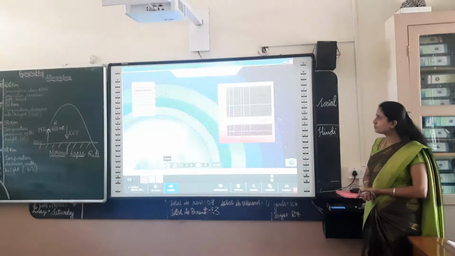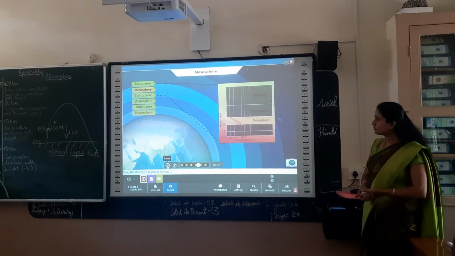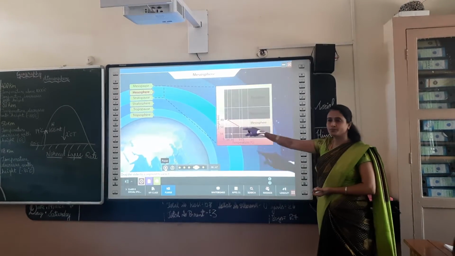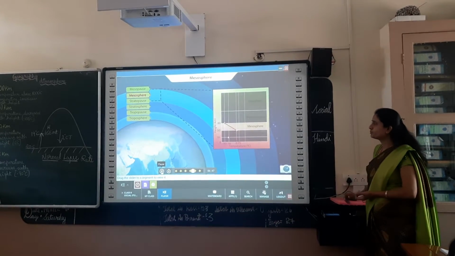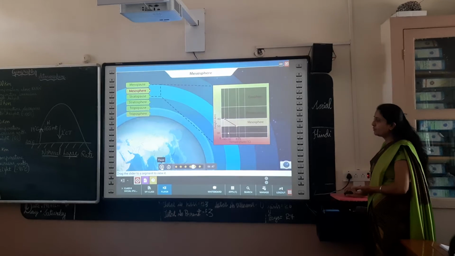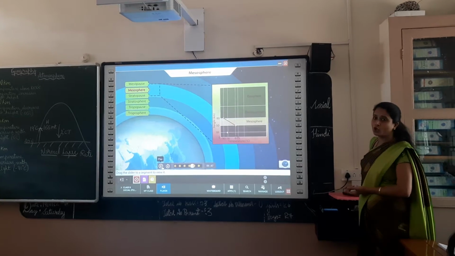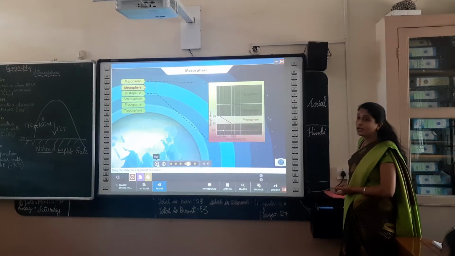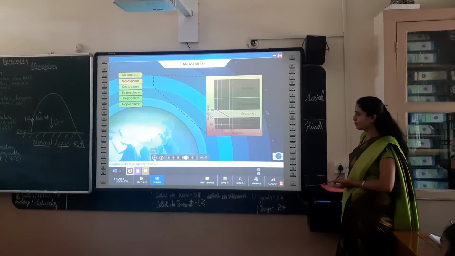In the mesosphere, the temperature falls as low as minus 90 degrees Celsius or more. The mesosphere has the coldest temperature in the atmosphere. Yeah, where you can find the coldest temperature in the atmosphere, you have to write mesosphere.